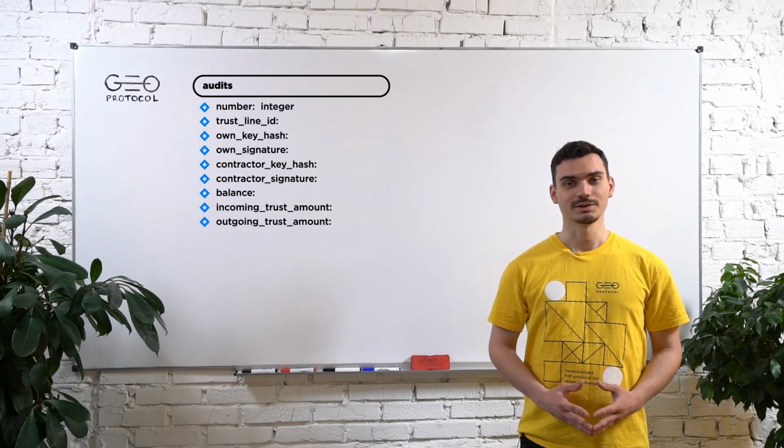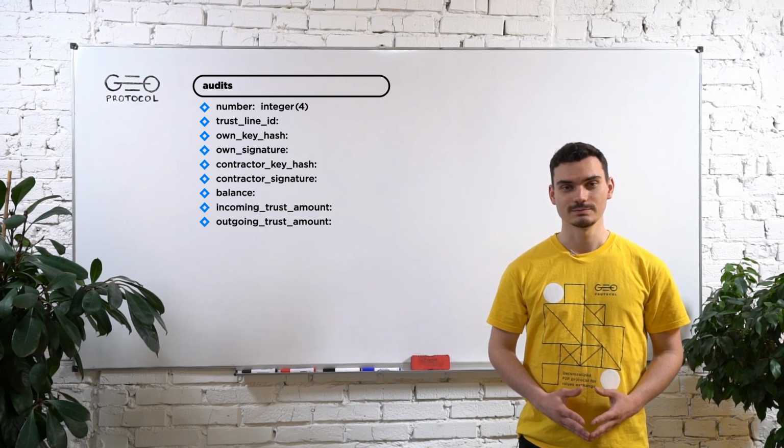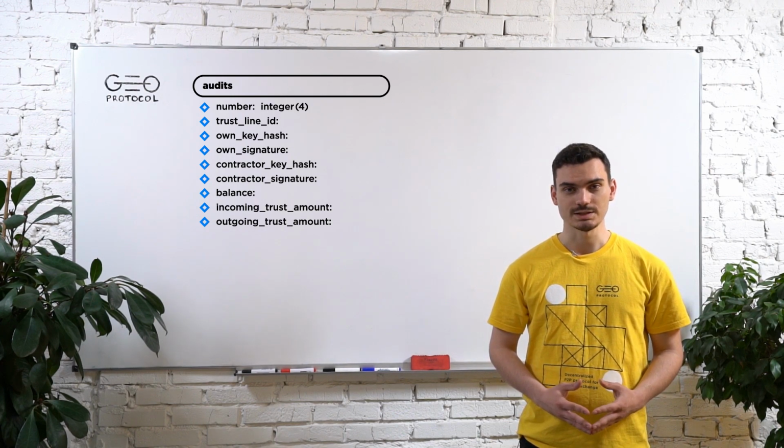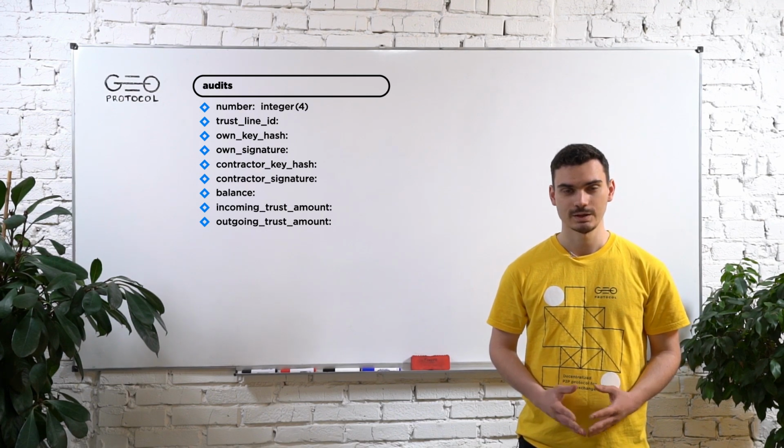So, the Audits table contains the following fields: number, Trustline ID, own key hash, own signature, contractor key hash, contractor signature, balance, incoming trust amount, and outgoing trust amount. Number field contains a positive integer that consists of 4 bytes and defines the sequence number of audit. The sequence number is needed to prevent various possible manipulations with audit's order.